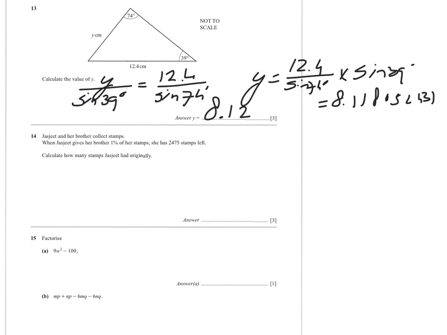Yashid and her brother collected stamps. When Yashid gives her brother 1% of her stamps, she has 2,475 stamps left. Calculate how many stamps Yashid had originally.